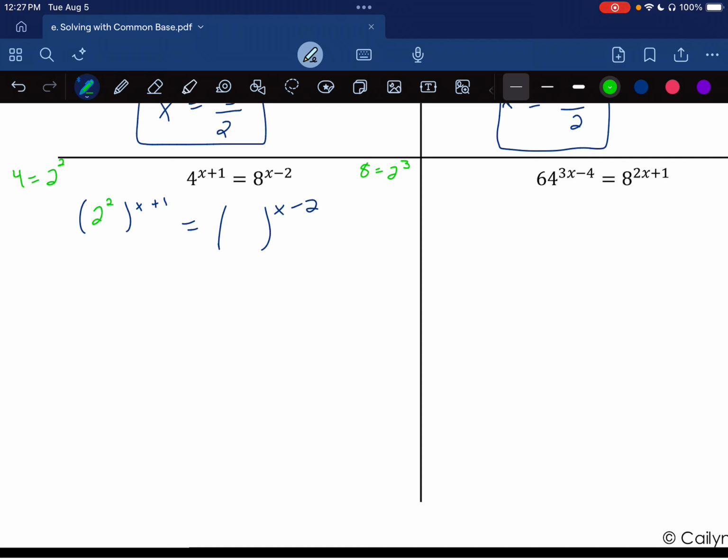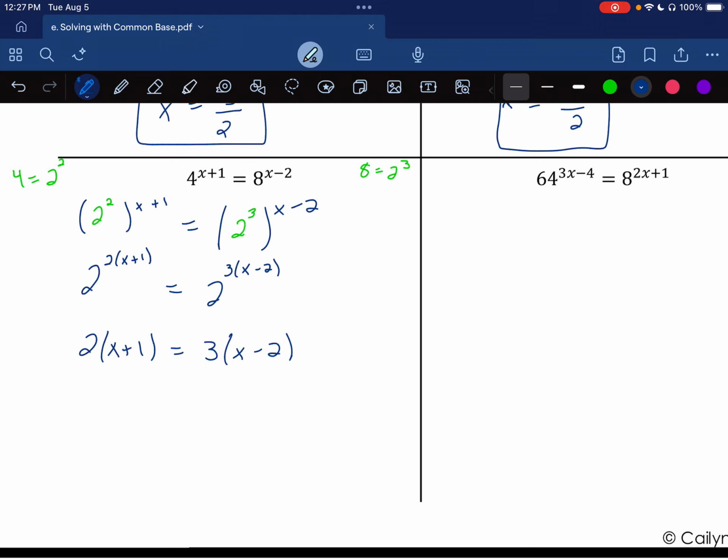So when I clean up with my power to power, making sure you use parentheses so that I don't forget to distribute. Sorry, I suffer from brain fog. All right, so now we've got 2 times x plus 1 is equal to 3 times x minus 2. And the reason I did that, right, I have these two bases to different exponents that are equal, I could put my exponents equal.